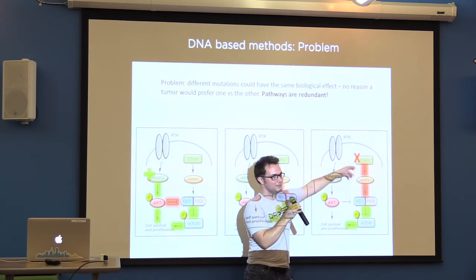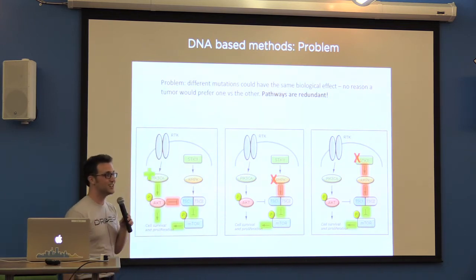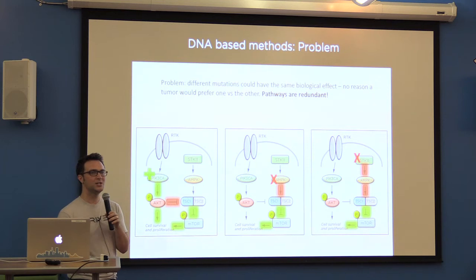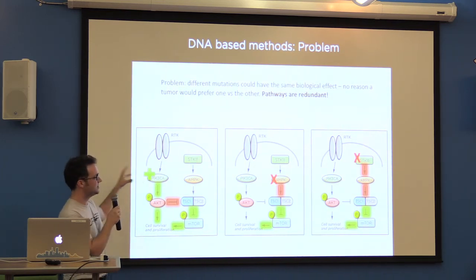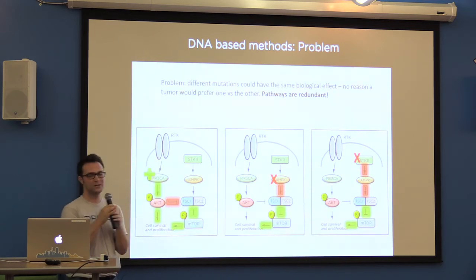Similarly, you could also knock out that gene. Same downstream effects. Why should the tumor care? A lot of times the tumor doesn't care, and it just gets one of those randomly. So if you're doing a statistical test and you're only looking at one gene at a time, you have much less power because all of your signal is just randomly split up between all of the redundant events, right?